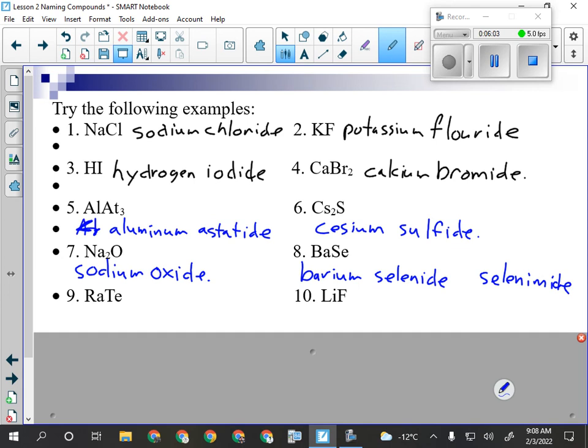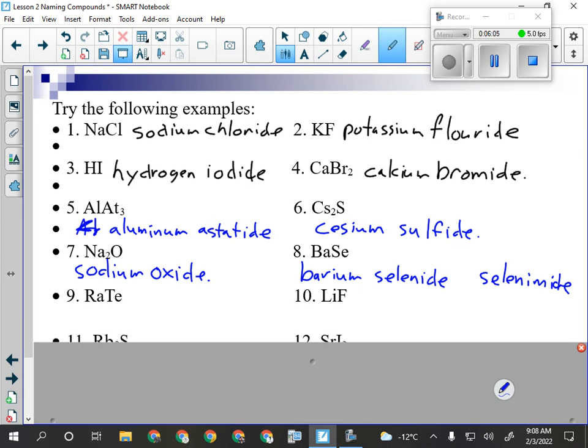All right, number 9. Ra stands for radium. Te stands for telluride, or tellurium, so this would be telluride. And number 10, Li is lithium, that's our metal, so we don't change its name, and it's with fluorine. Fluoride. Questions on any of those?